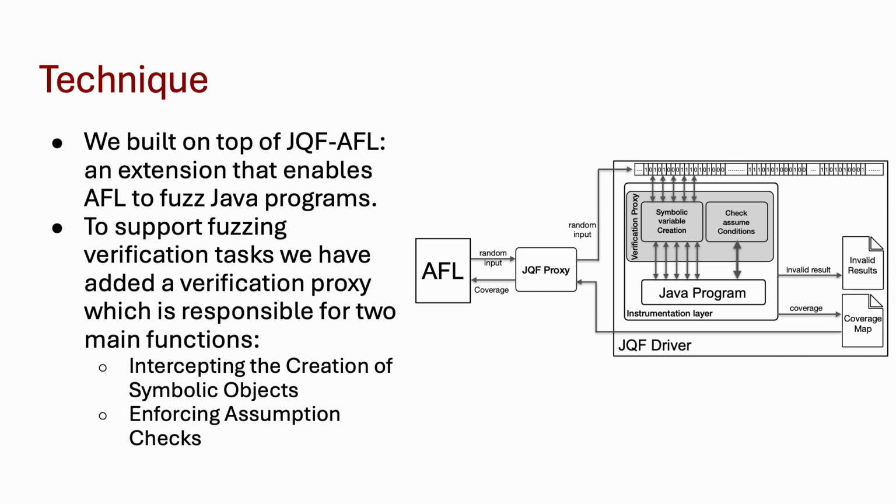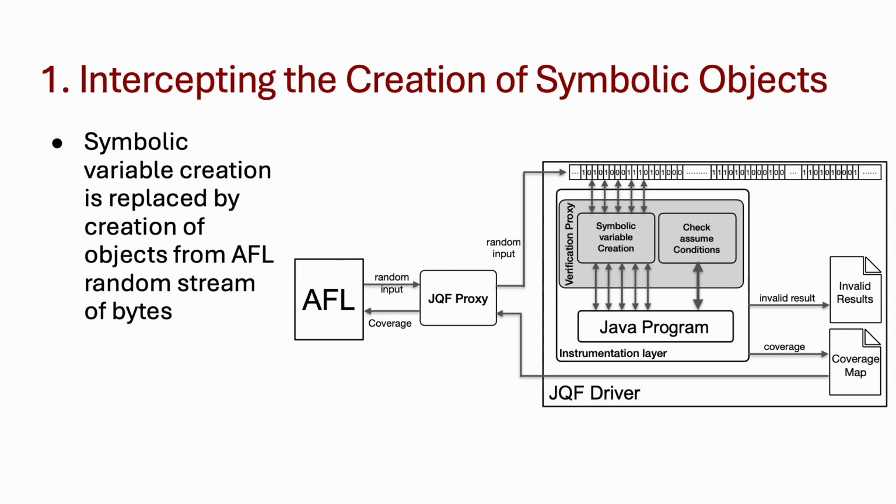So to do that, we built on top of JQF AFL, which is an extension of the AFL fuzzer to Java programs. And we've added 2 main components: one that intercepts the creation of symbolic objects during the verification, and the other is about enforcing assumption checks. To intercept the creation of symbolic objects, basically whenever we see that a symbolic object is about to be created, we ask AFL to give us the random stream of bytes with which we can create the corresponding type of symbolic object.